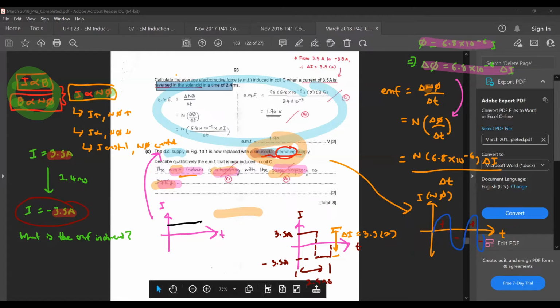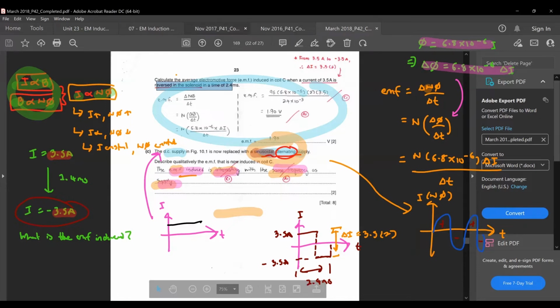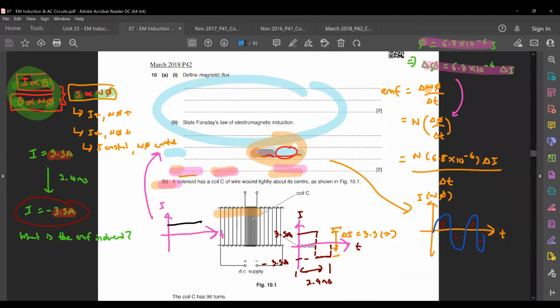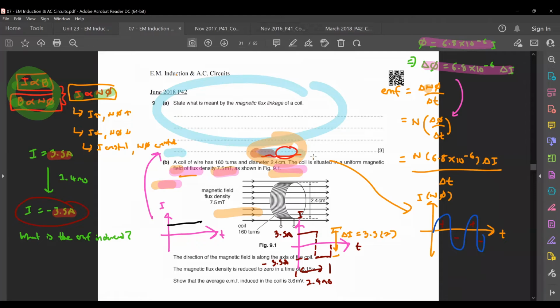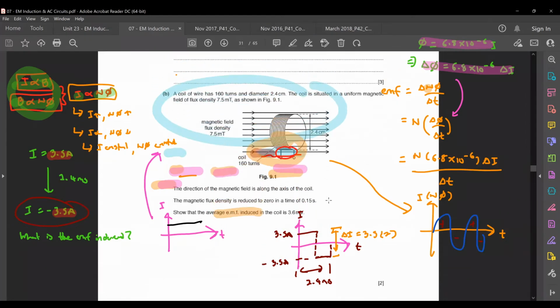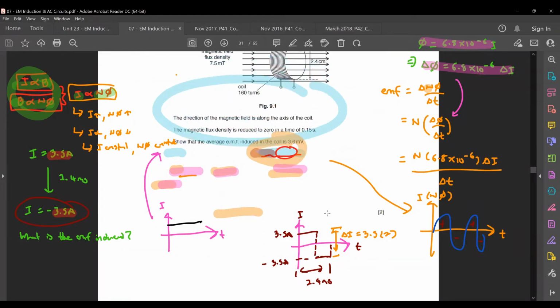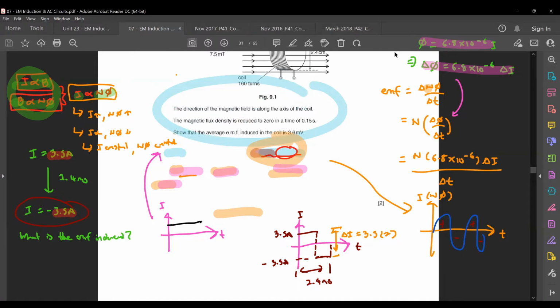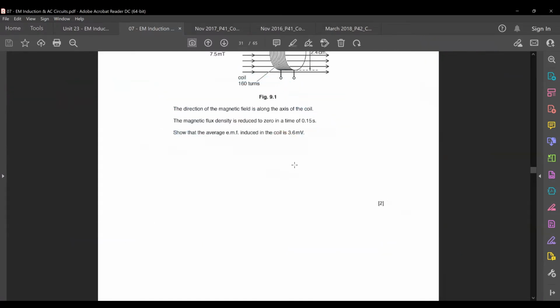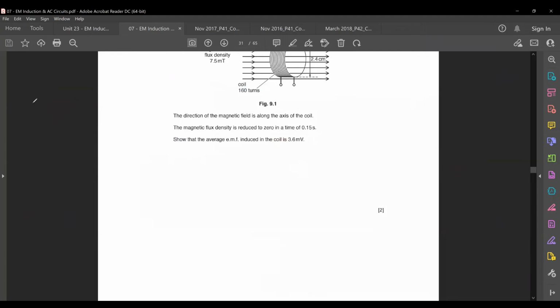Then next one, page 31. Let me go on to page 31. Okay, page 31 is something like this. Have a look at page 31, all right? Let's have a look at page 31.